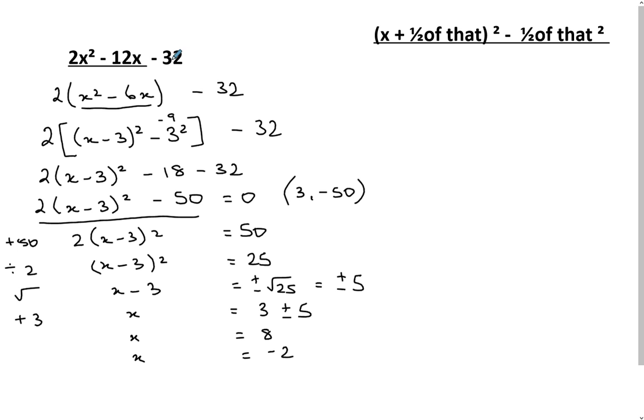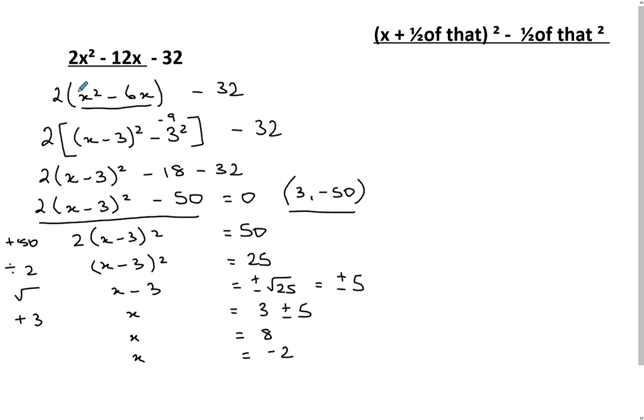So again, that's your y-intercept if you have to sketch it. That's your minimum point, and those are your x-intercepts. It looks quite easy once you do the steps, as long as you remember you've got to leave that minus 32 for the moment.